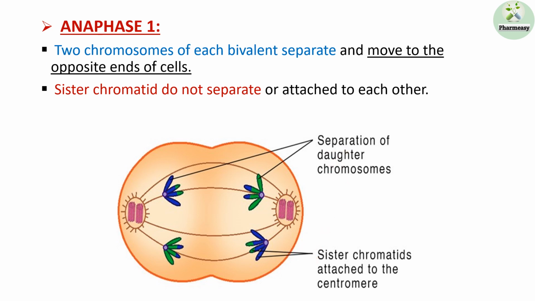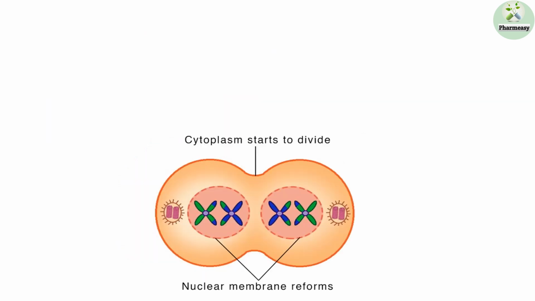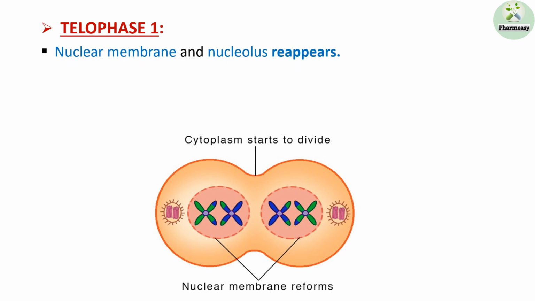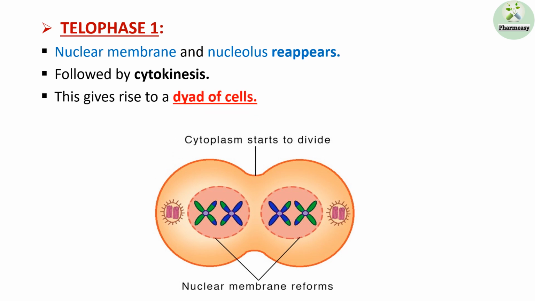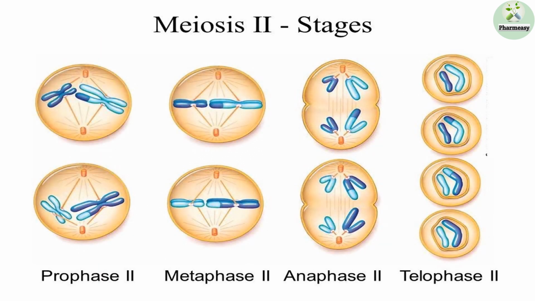Last phase of meiosis 1 is telophase 1. Nuclear membrane and nucleolus reappear. This phase is followed by cytokinesis, and this gives rise to a dyad of cells as the below diagram shows. Now we will start with meiosis 2. It resembles the mitotic phase.